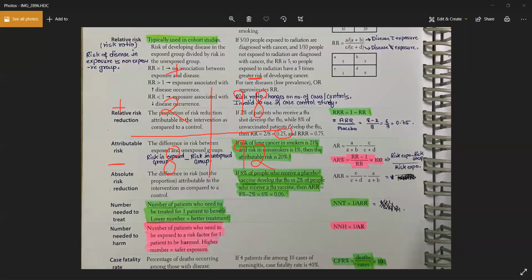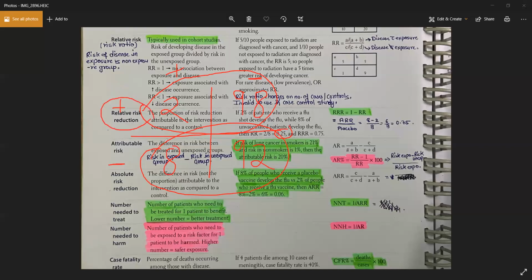Or if I say, what would be the absolute risk reduction, it is not relative. What would be the absolute risk reduction? That would be the minus thing. Okay, which means 8 by 100 who do not get the flu shot minus 2 by 100 who got the flu shot. This would be the absolute risk reduction.